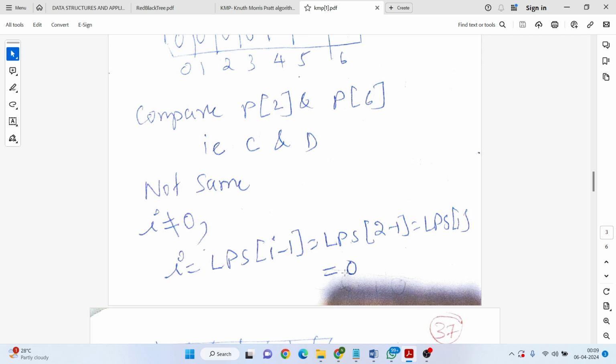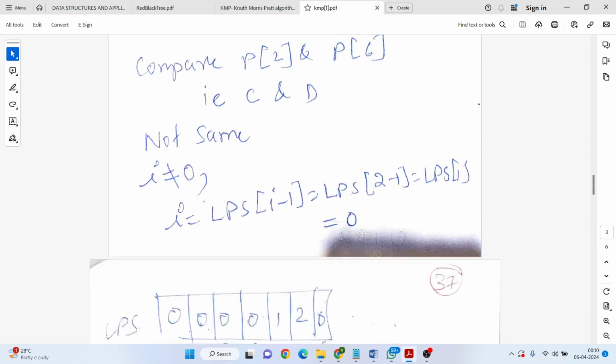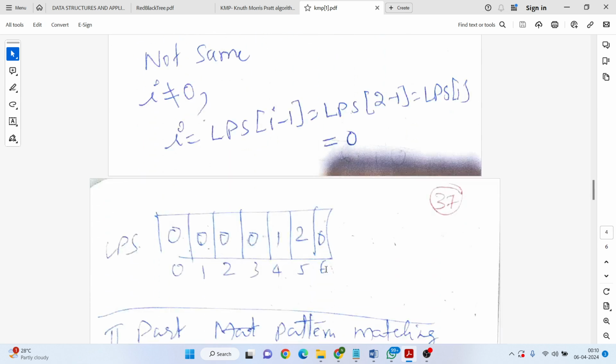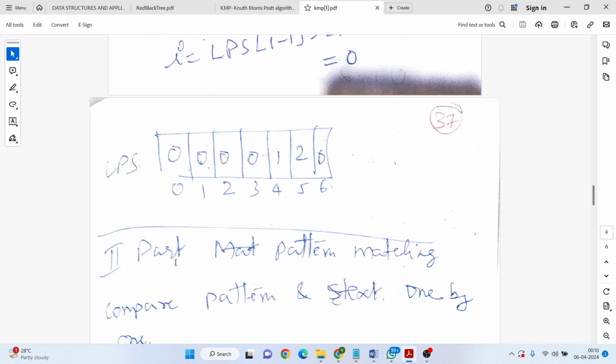Anyway, we have completed all the things. In this location, you have to put 0. Here you have to put 0. So this is the first step of pattern matching algorithm, finding LPS. This is the LPS array. This is required to solve the next part.